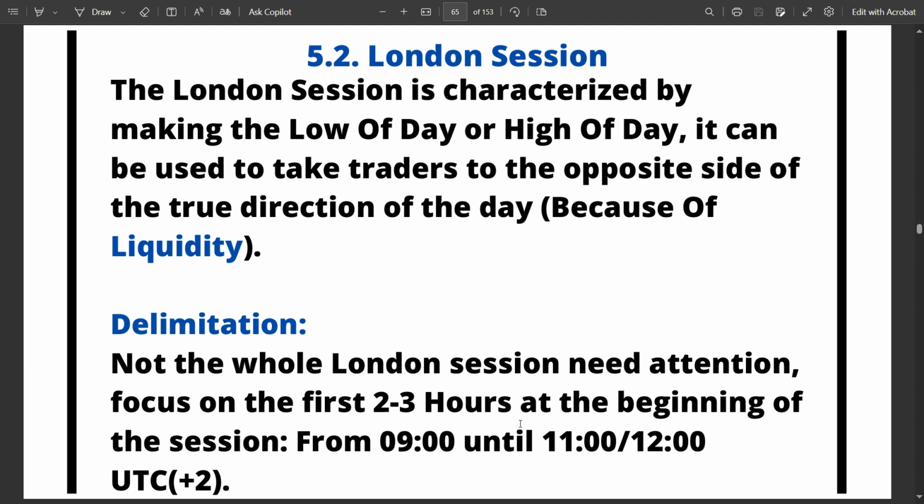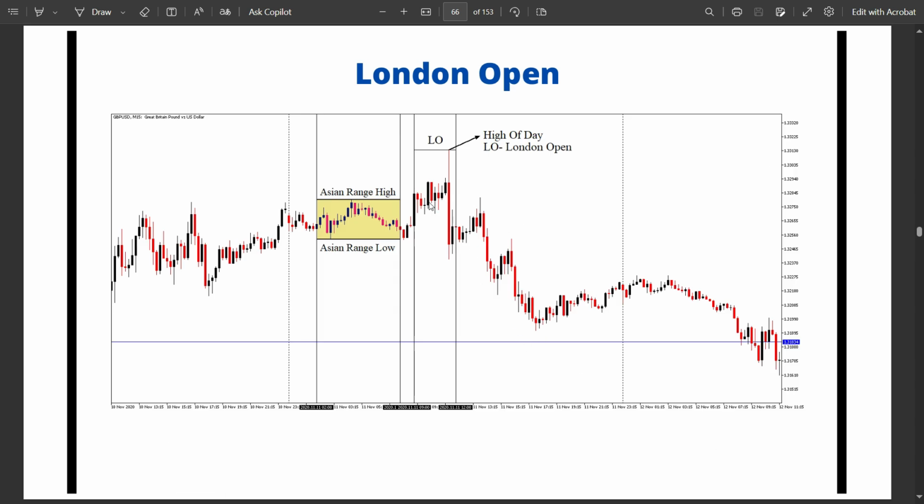Some people say that the most significant movements happen in the early hours of these sessions, although the London session doesn't end at 2:30 p.m. As you may know, London extends until 5:30 or 6:30 p.m., and then New York opens 3 hours later, and London finally closes.